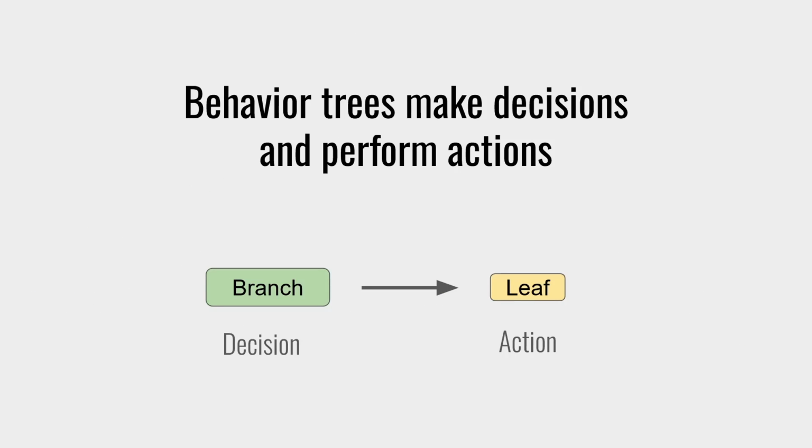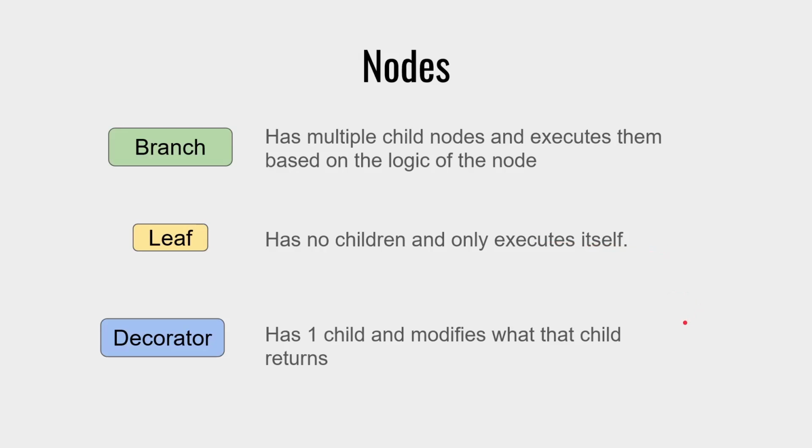So what are these nodes doing? The branch nodes are the ones making the decisions, and then the leaf nodes are the ones doing actions. For the most part, the branch nodes are never going to be interacting with your code. They're going to be interacting with other nodes. And the leaf nodes is where you're going to put all of your programming. And we'll talk a bit about that later.